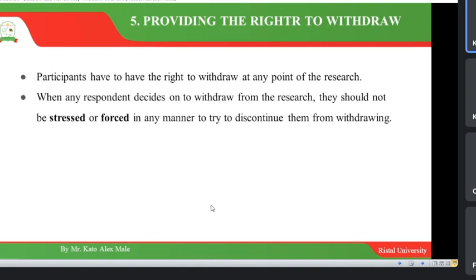as a model. They should not be stressed or forced in any manner to discourage them from withdrawing. Please, in case anyone is not okay with the ongoing procedure and they say they are trying to withdraw, please allow them to withdraw because they have that right.